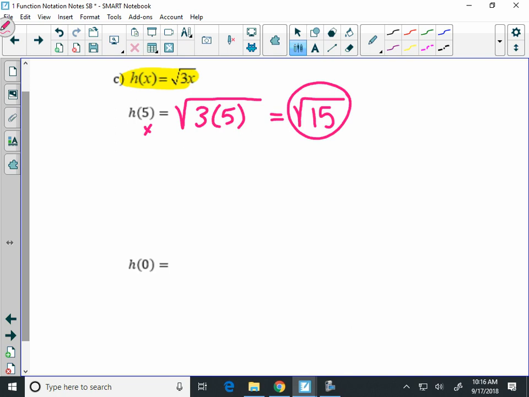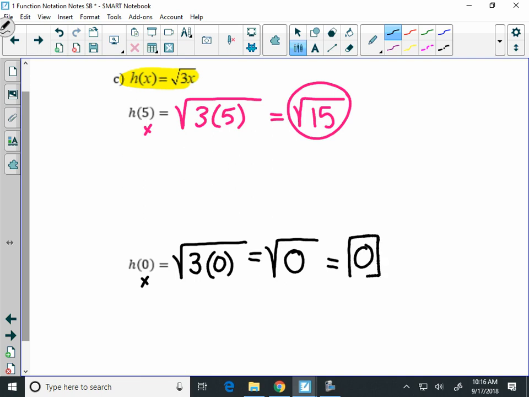All right, finally, h of 0. The 0 is also an x value. So I'm going to put it in for x here. We'll have 3 times 0, and 3 times 0 is 0. So I have the square root of 0, which you are allowed to do. The square root of 0 is 0, and that would be your final answer. And remember, that final answer is a y value. If I plotted this, I would have the point 0 for x, 0 for y on your graph.